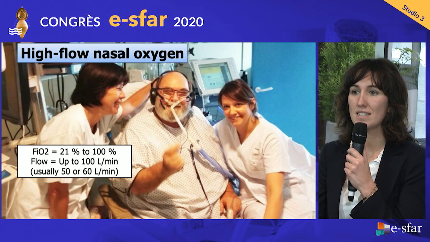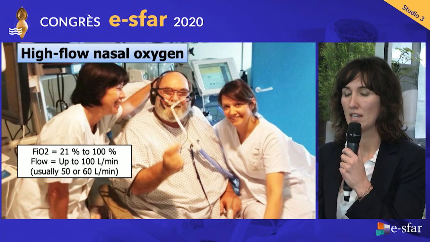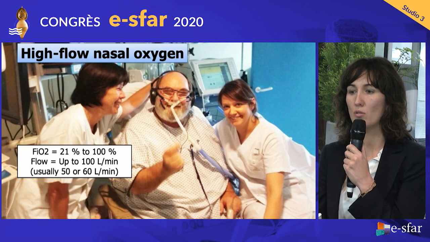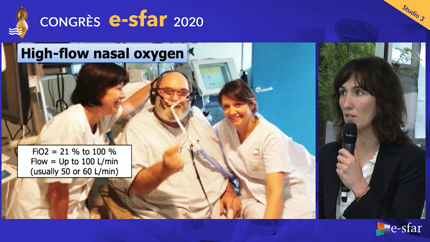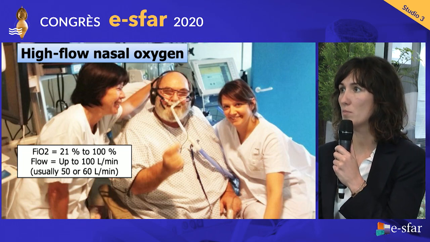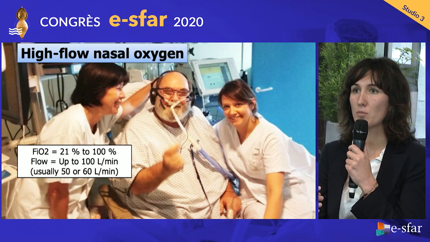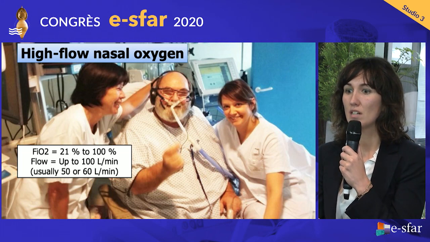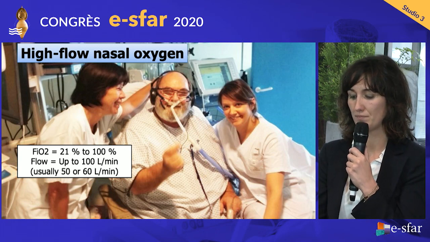The step after is high flow nasal oxygen. High flow nasal oxygen allows humidification of high flow of oxygen with a set FiO2, which varies from 21 to 100%. The flow is up to 100 liters per minute, and it's usually 50 or 60 liters per minute.